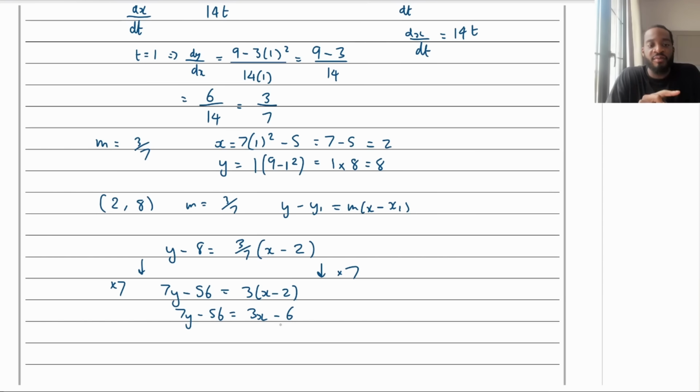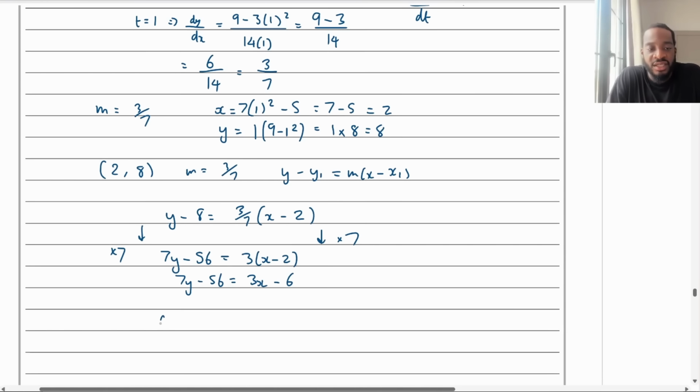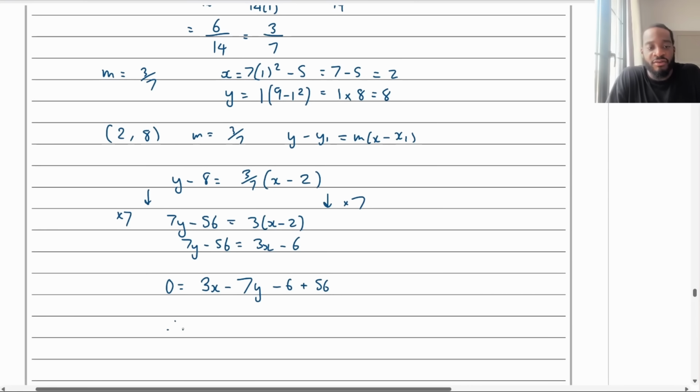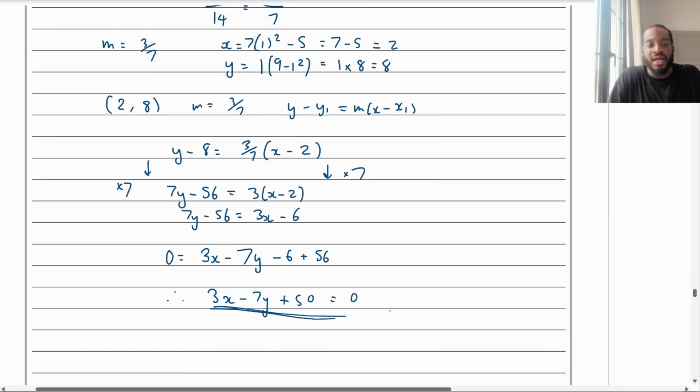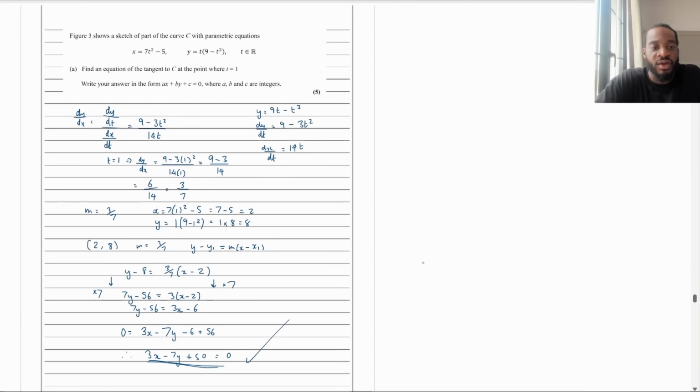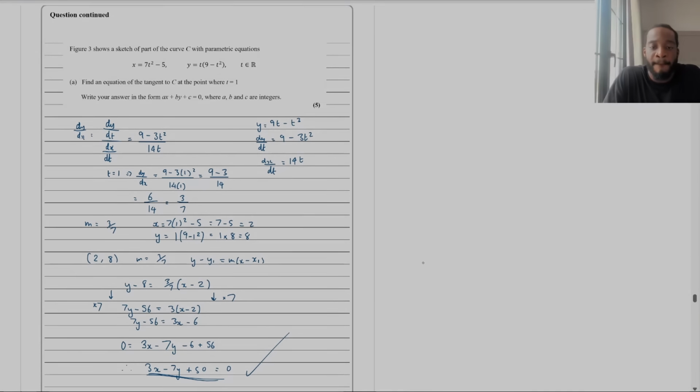And then let's move everything from left to right. That will mean that 0 is going to equal 3x minus 7y minus 6 plus 56. That is plus 50. So therefore, 3x minus 7y plus 50 is equal to 0. And that is it. 3x minus 7y plus 50 is equal to 0. And that will give you the 5 marks.